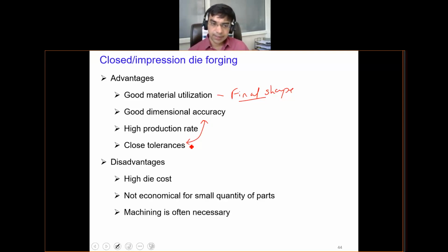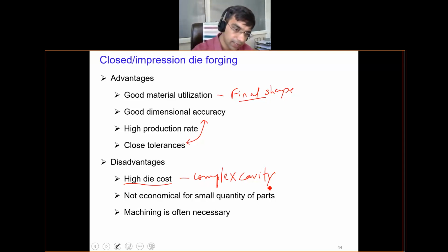And if we summarize the disadvantages of this process, the first disadvantage is understandable: high die cost, because the die has complex cavities in it. These complex cavities are to be produced using several other production processes, and they enhance the cost of the die. Since the cost of the die is very high, this process may not be economical for small quantity production. It is not feasible to make small quantities of parts because the cost will be too high.